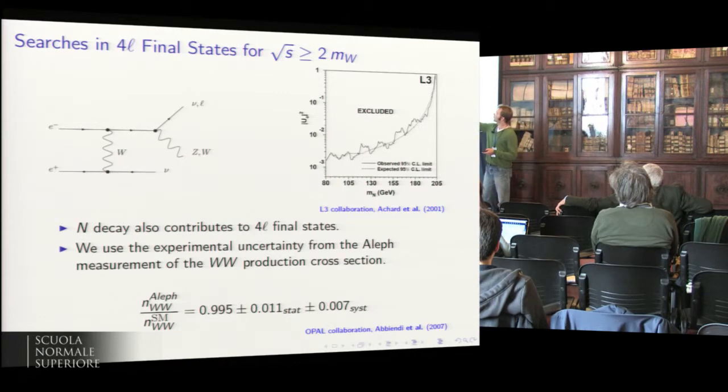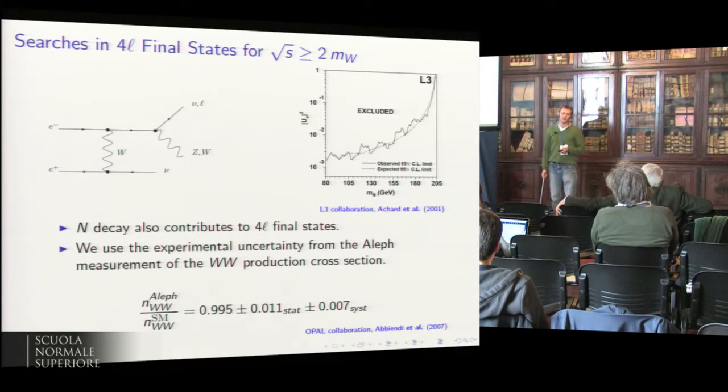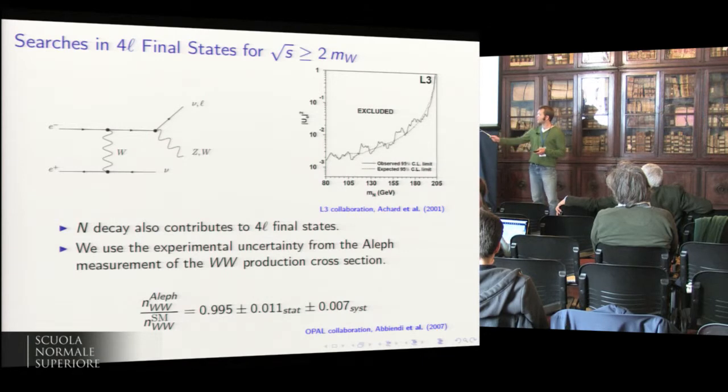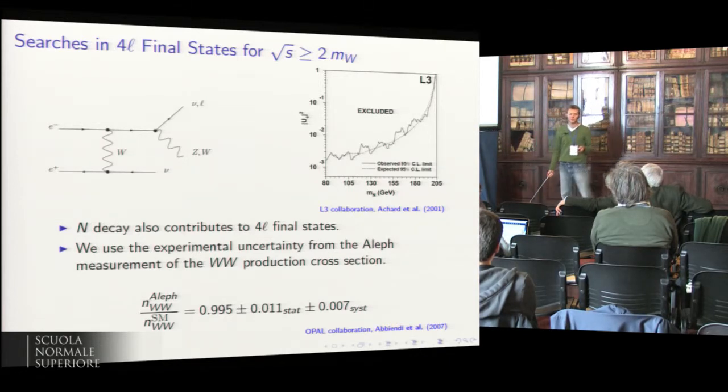What happens here is that you potentially produce your sterile neutrino in the t-channel W exchange, and then again it decays into a Z or W boson and a lepton, and you can search for this. These decays give you a contribution that looks like a standard model background, and you can look for a signal. As I said, L3 didn't find anything. We have used the Aleph constraints. They are compatible with the standard model, so we used the error bars to get an idea how much deviation there may be at most in order not to spoil the agreement between data and standard model.